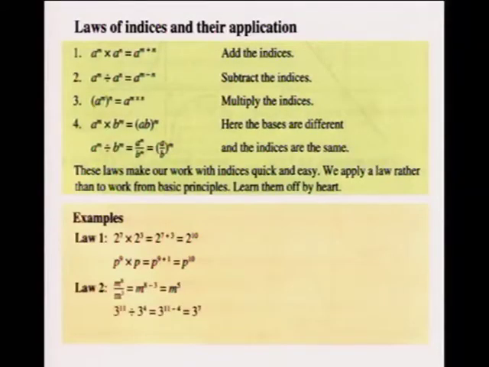Right, there are some examples. 2 to the power 7 times 2 to the power 3, we add the indices. So it will be 2 to the power 10. The same with p to the power 9 times p to the power 1. If there's nothing, it's to the power 1. Then we add, so p to the power 10. The same with division. We now subtract the indices.